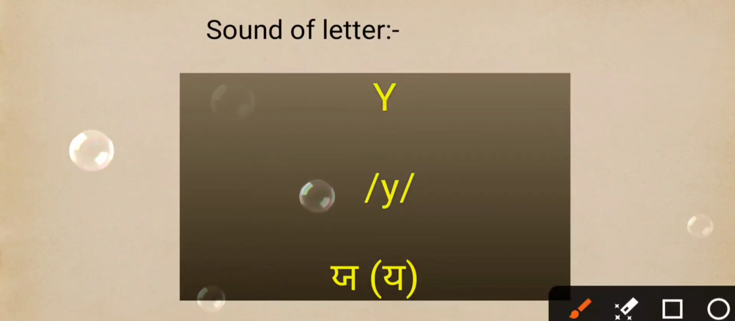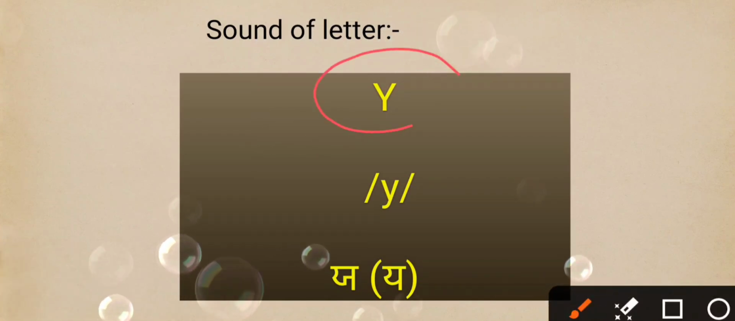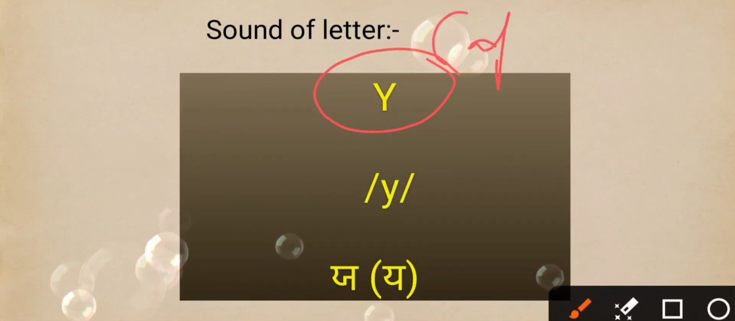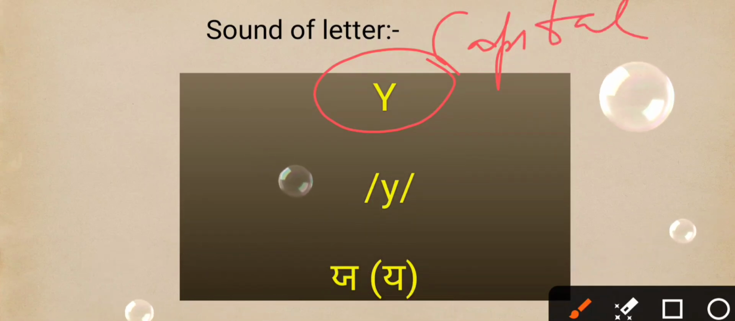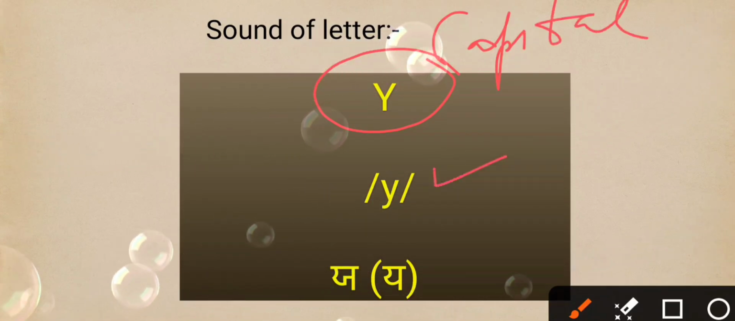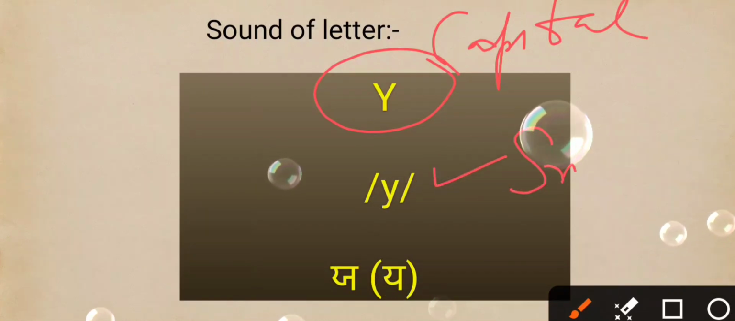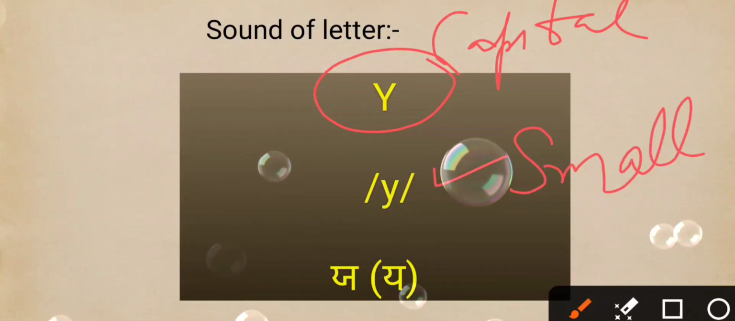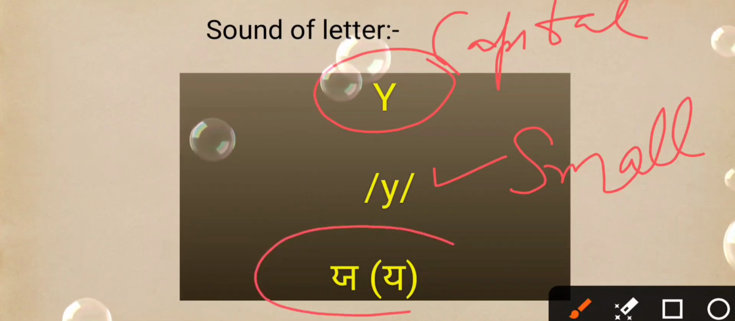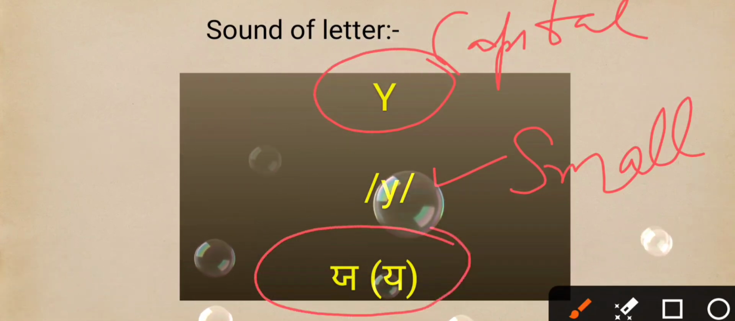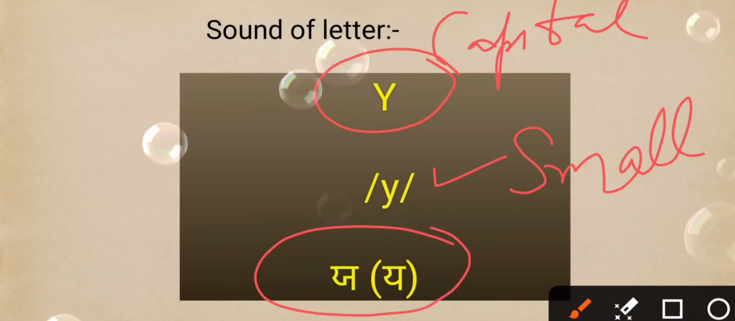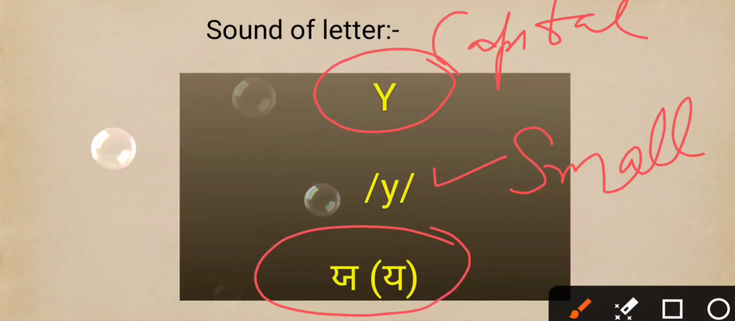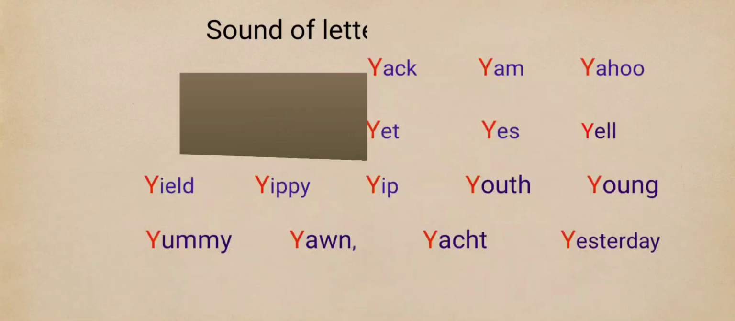Y. We call this letter Y. This is capital Y and this is small y. Okay, but the sound of this letter is Y. That is okay. Now practice with some words.